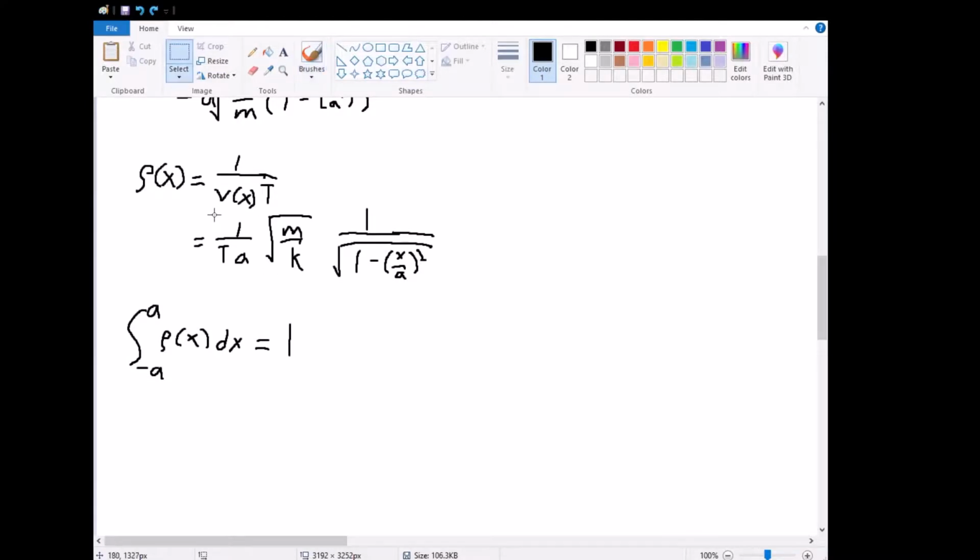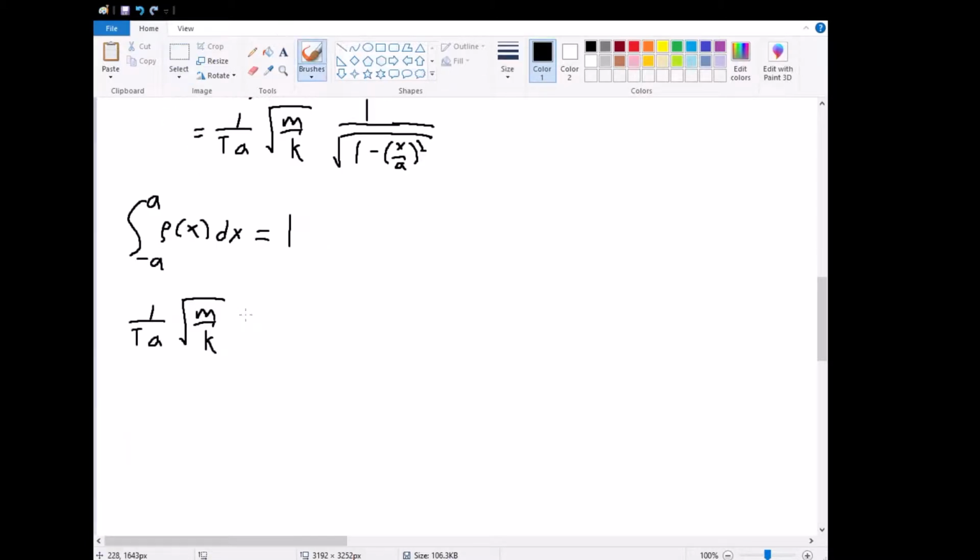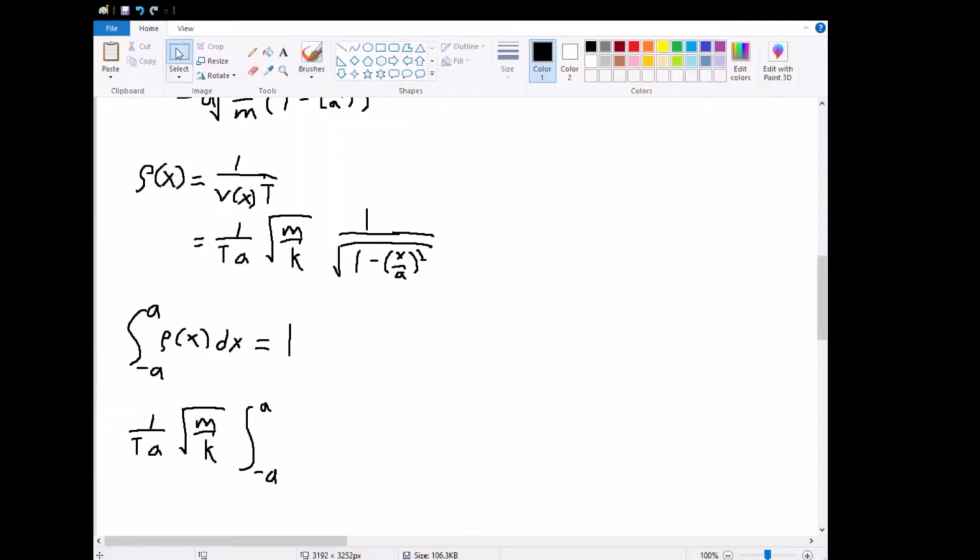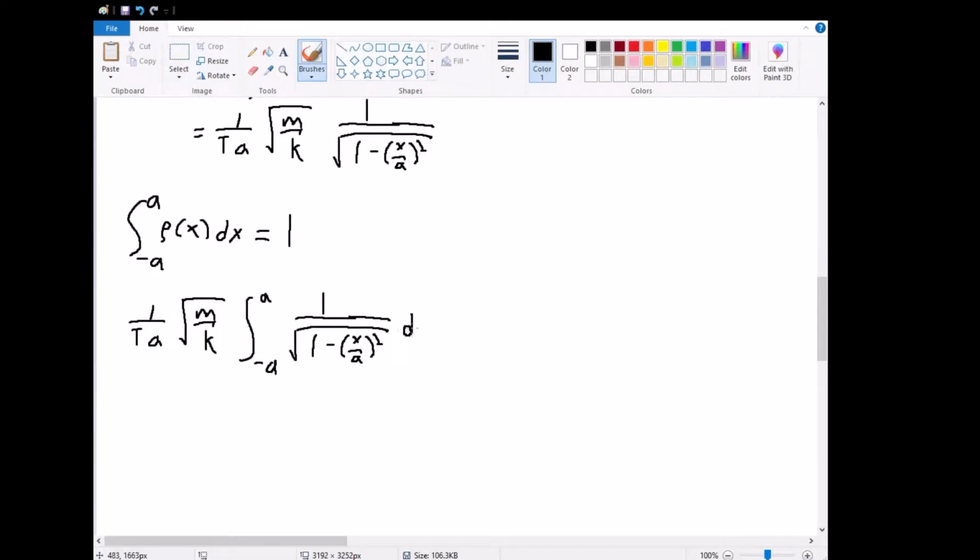Since everything here is a constant, we can move it out of our integral. And then we multiply by the integral from negative a to a of our expression here, which is 1 over the square root of 1 minus x over a squared dx. And this is evidently supposed to equal 1.